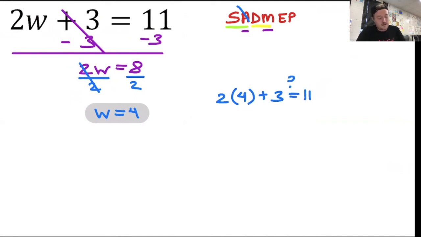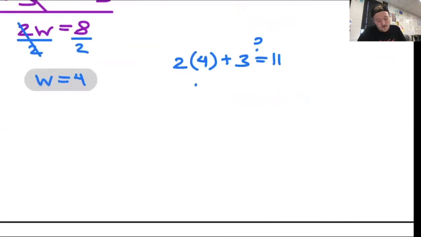I'm going to take that W value that I just found, and I'm going to plug it in for the W in the equation. And I want to see if it actually checks out. So 2 times 4 gives you 8 plus 3. Last time I checked, that works. So it works.